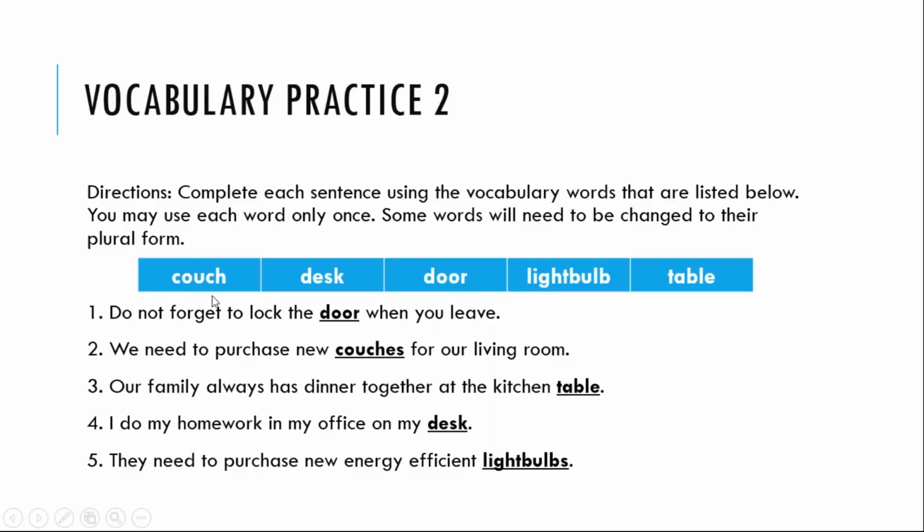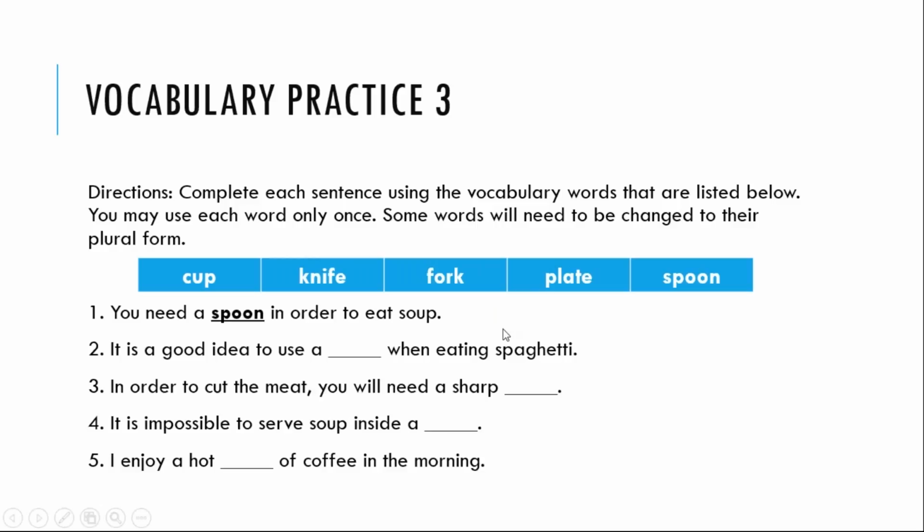The next 5 words were couch, desk, door, light bulb, and table. The next words were cup, knife, fork, plate, and spoon. Now these were new. Cup, taza, knife, cuchillo, fork, cubierto, plate, plato, spoon, cuchara. I also gave you bowl. En el chat le escribí bowl, B-O-W-L, que es un plato hondo. Right? So all of these words are new.